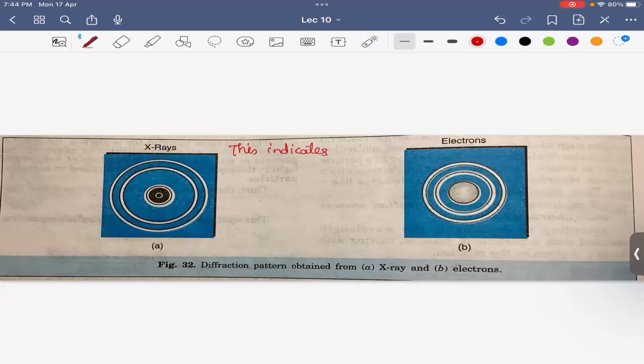This indicates that electrons behave like a wave, right. Since X-rays have wave character, therefore the electrons must also have a wave character. Moreover, the wavelengths of electrons determined by the diffraction experiments were found to be in agreement with the values obtained from de Broglie's equation, right.